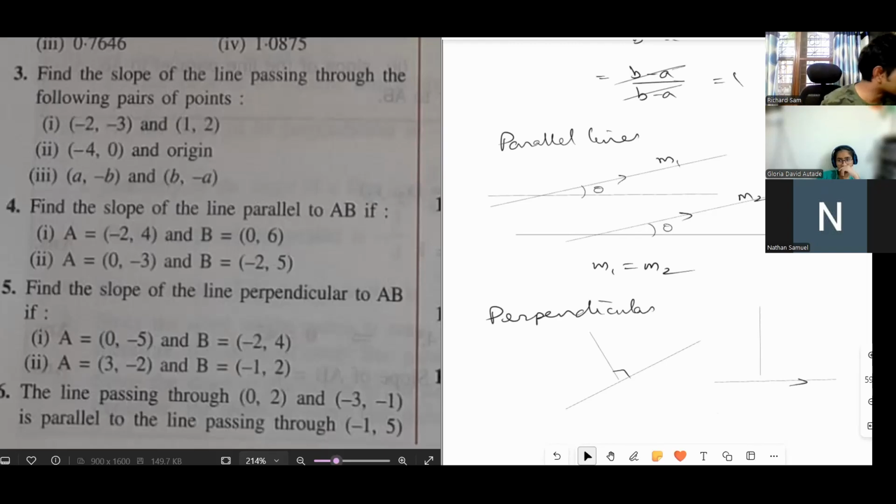So is there any relationship? Yes, there is one relationship. Say the slope of the first line is m1 and the slope of the second line is m2. The relationship between both is m1 into m2 is equal to minus 1.